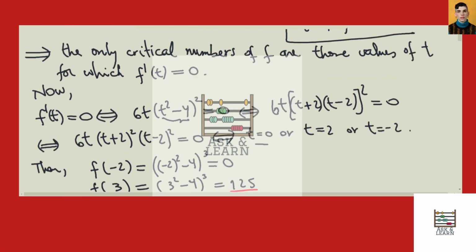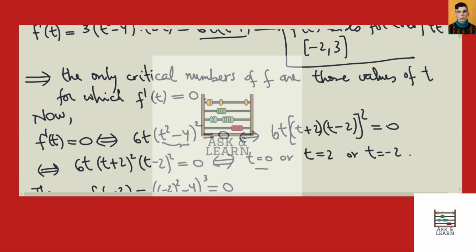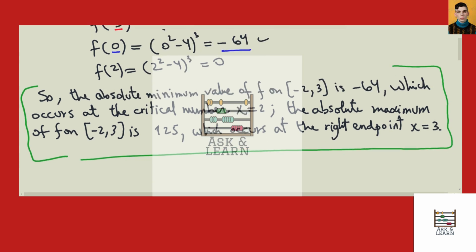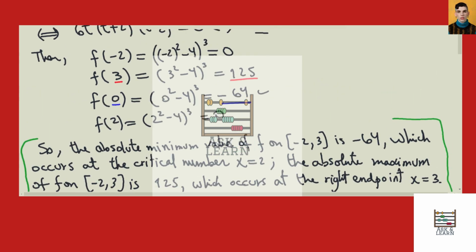So we have to evaluate the function at those critical numbers and at the endpoints. In fact, there are 4 evaluations because, as we said, one critical number is equal to the left endpoint. When we evaluate, we found the largest value of the function was 125 at 3, that is at the right endpoint, and the lowest value was negative 64 at the critical number 0. So 125 is the absolute maximum value of the function attained at the right endpoint 3, and negative 64 is the absolute minimum value of the function attained at the critical number 0.